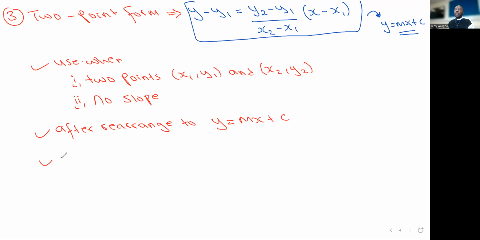As you already know, in this case, x1, y1 is the first point, and x2, y2 is the second point.